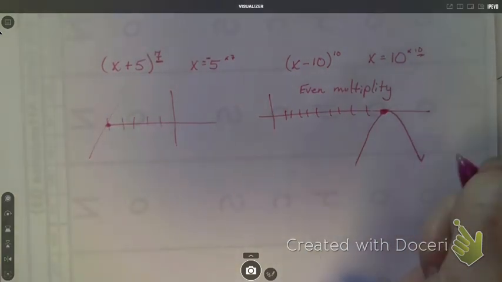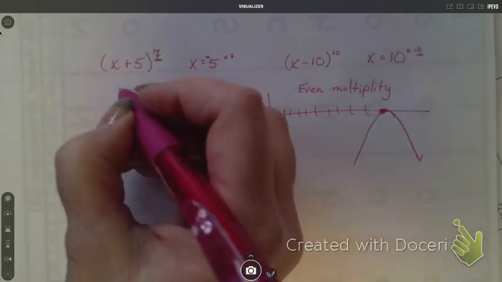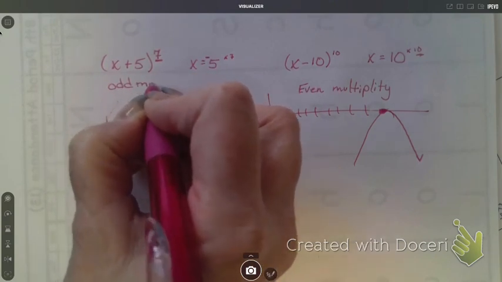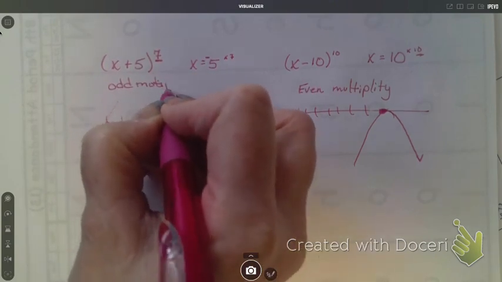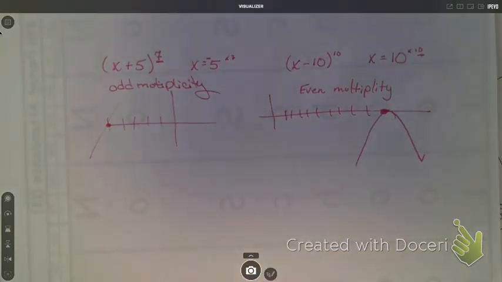They call it a turning point, but it bounces. An odd multiplicity, it what? What does the graph do? Goes through. Make sense?